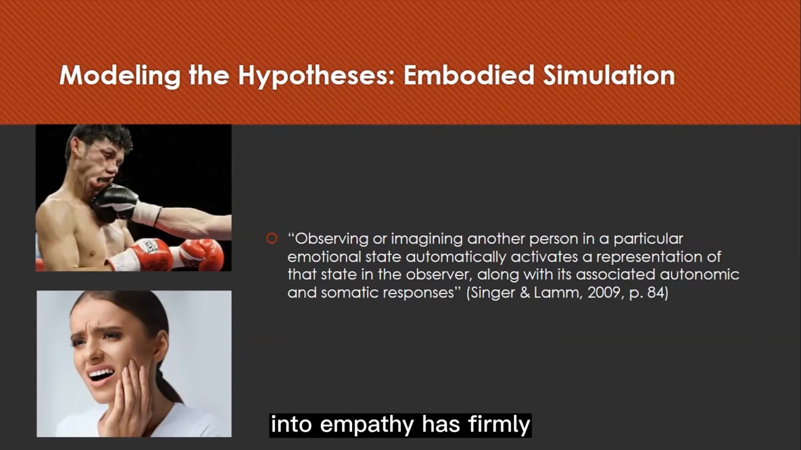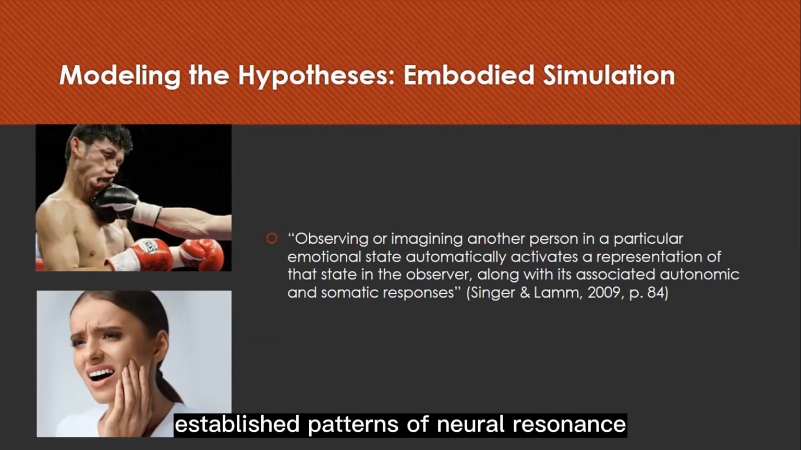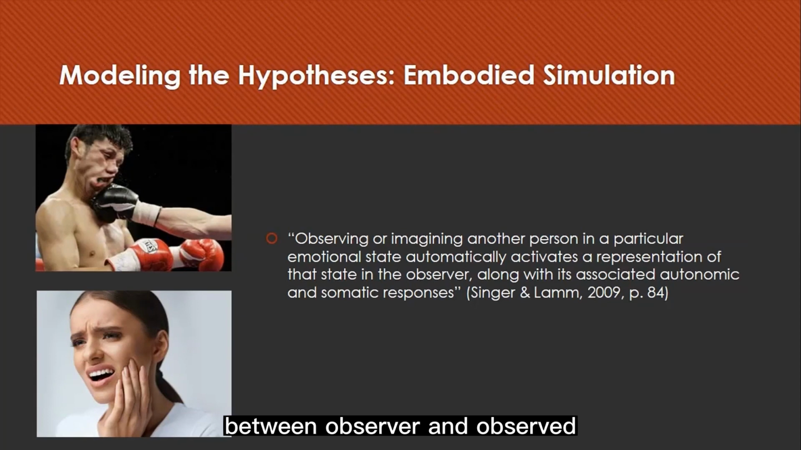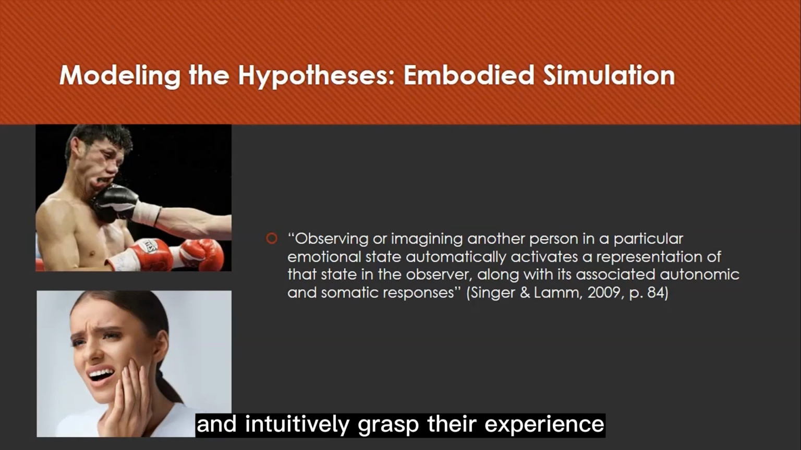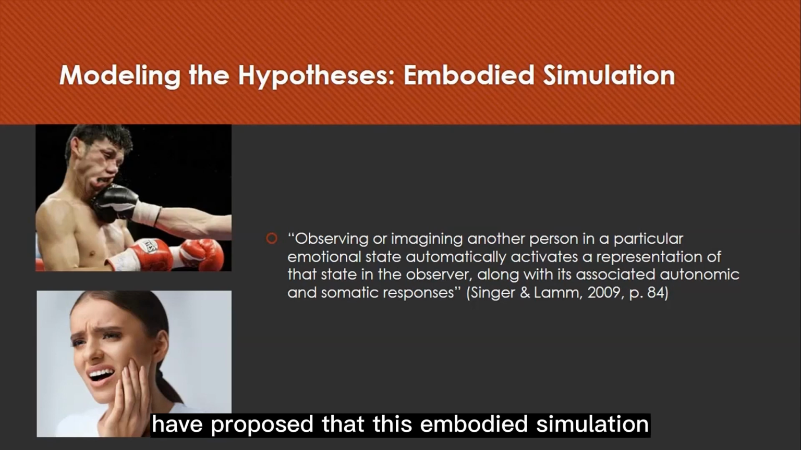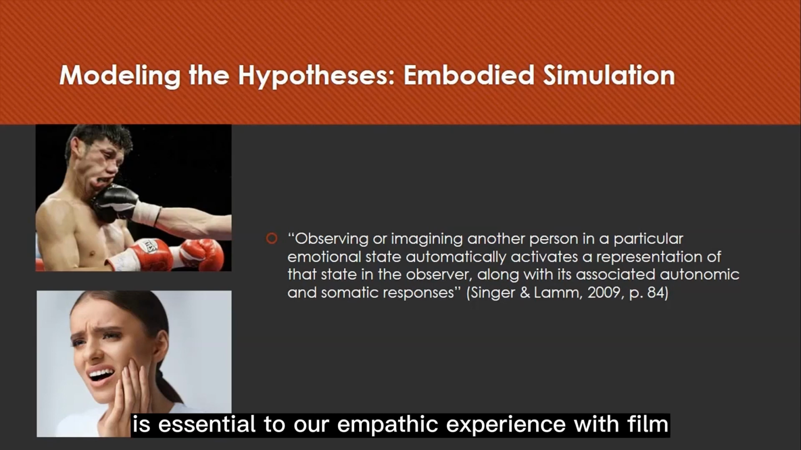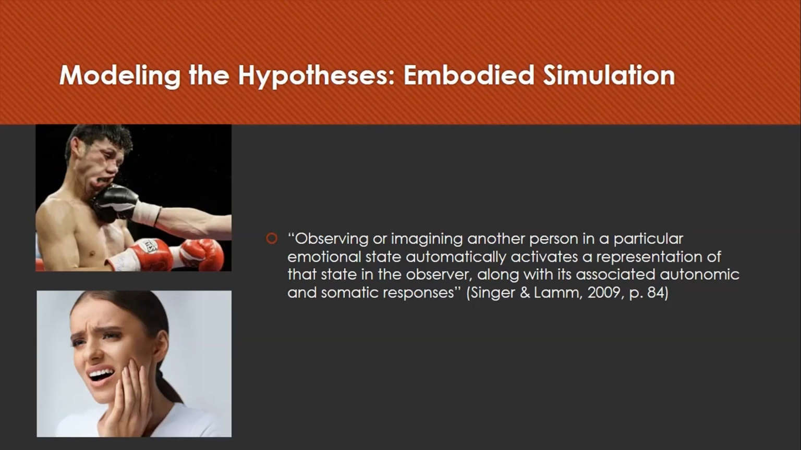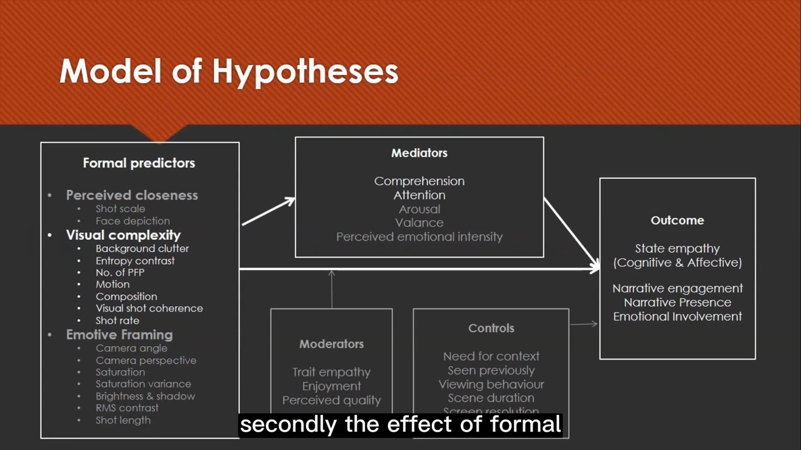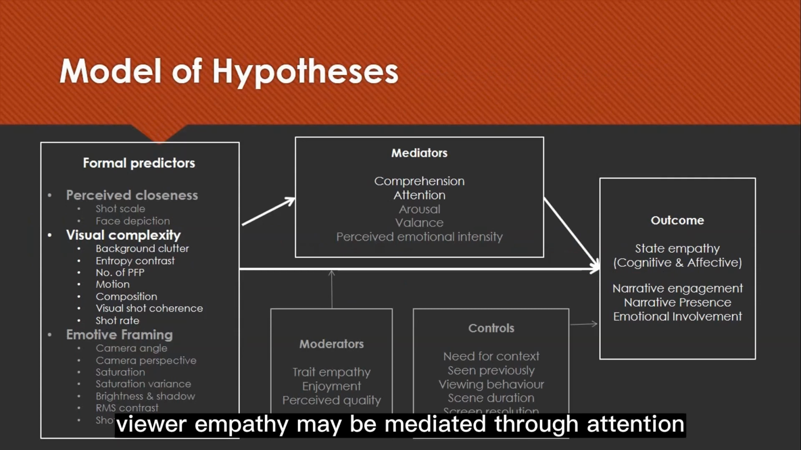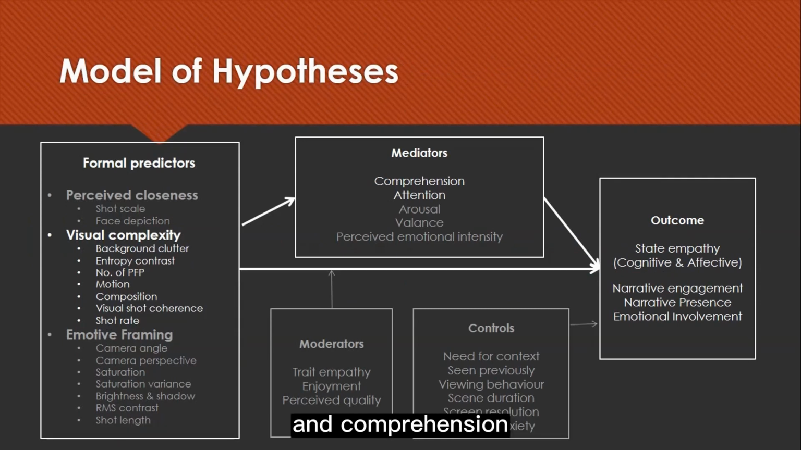Neuroscientific research into empathy has firmly established patterns of neural resonance between observer and observed, which may indicate that the mere observation of others allows us to automatically and intuitively grasp their experience. Scholars such as Gallese and Guerra have proposed that this embodied simulation is essential to our empathic experience with film. Secondly, the effect of form on viewer empathy may be mediated through attention and comprehension.